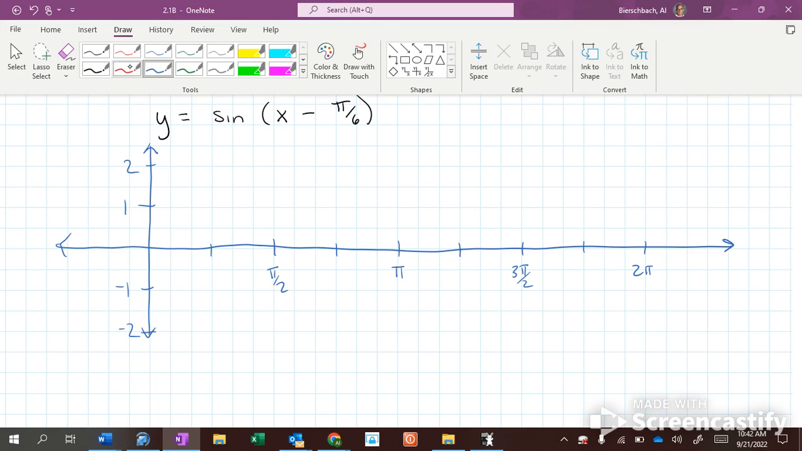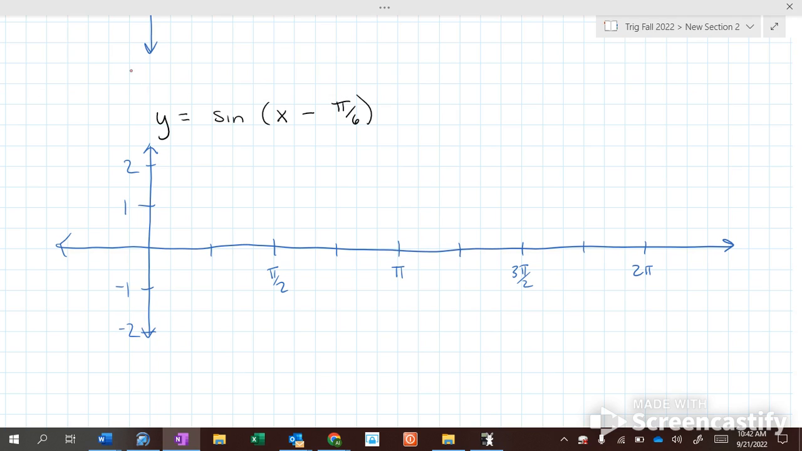What do you think we're going to graph first? y equals sine of x. What's the sine of 0? 0. Pi over 2, 1. Pi, 0. 3 pi over 2, negative 1. 2 pi, 0.